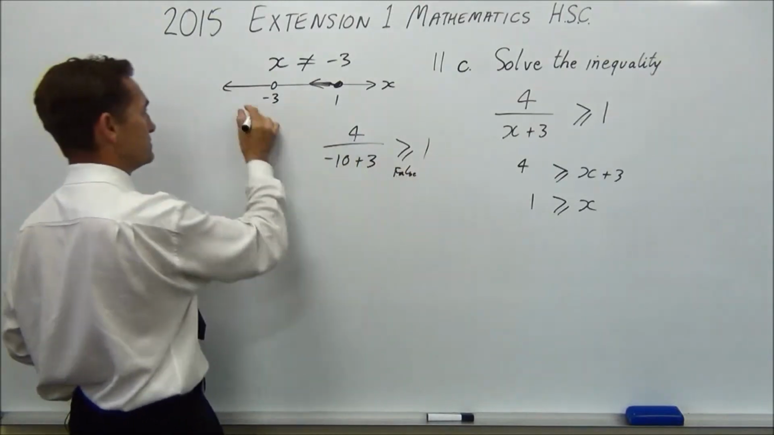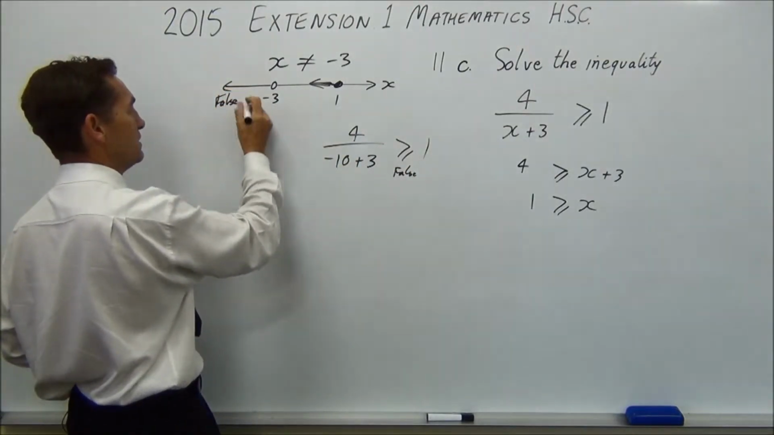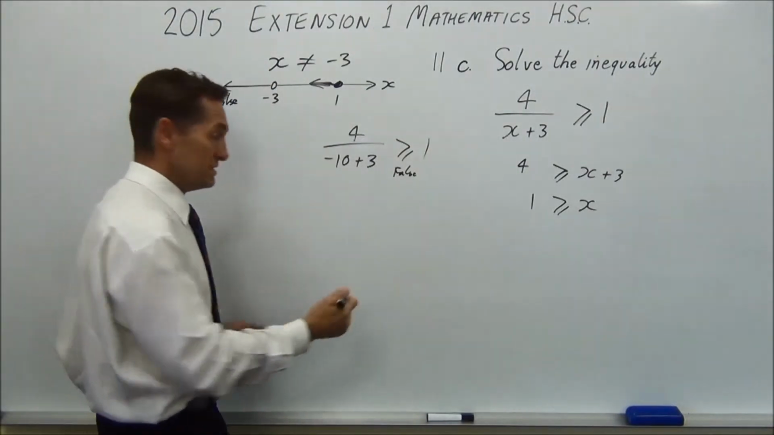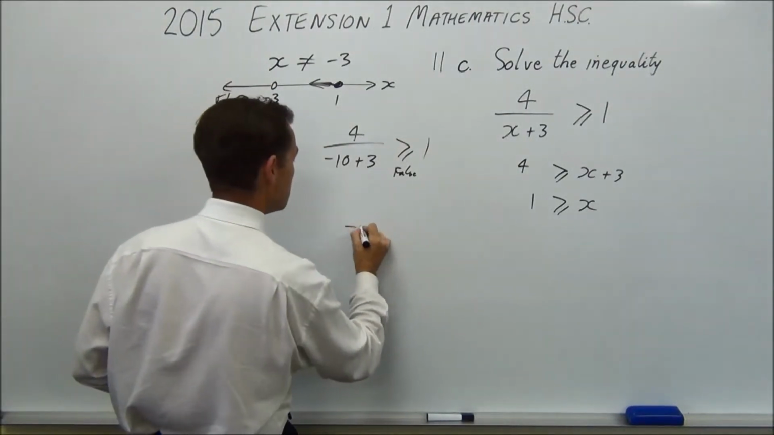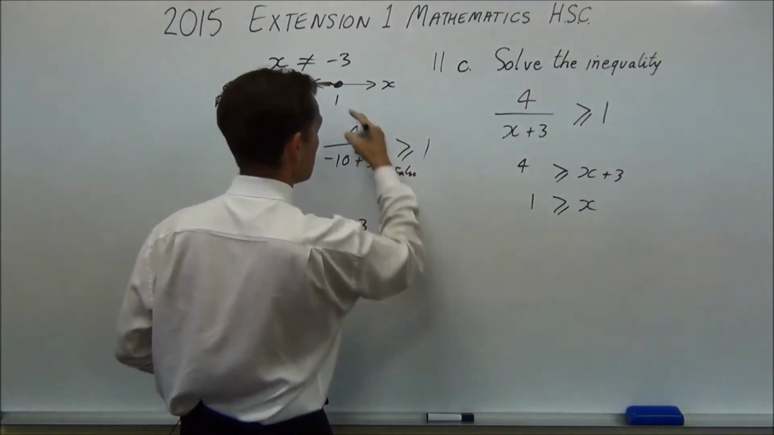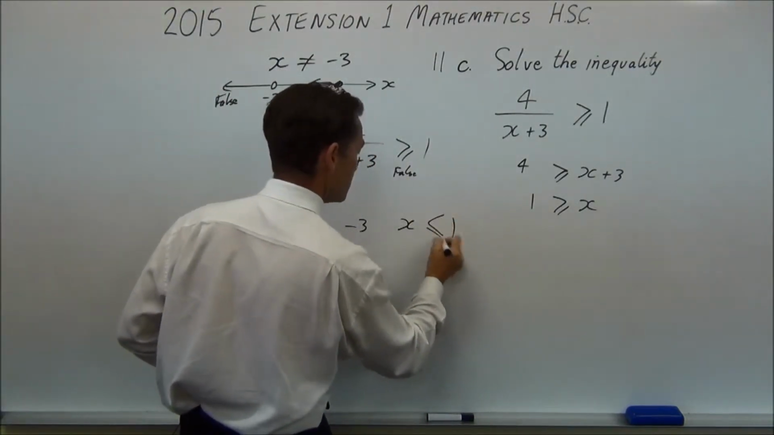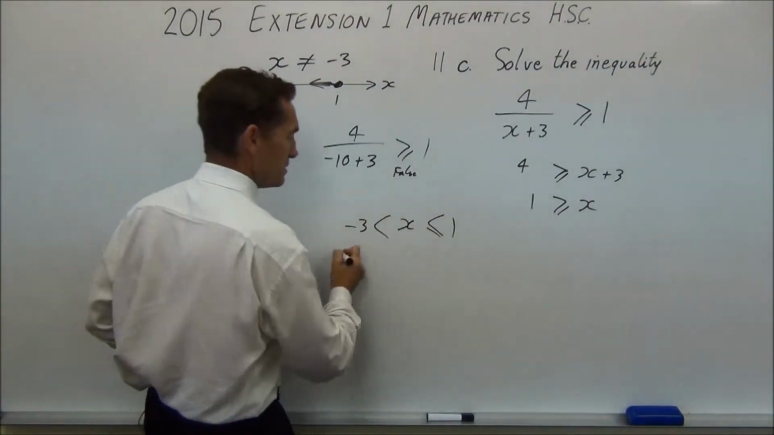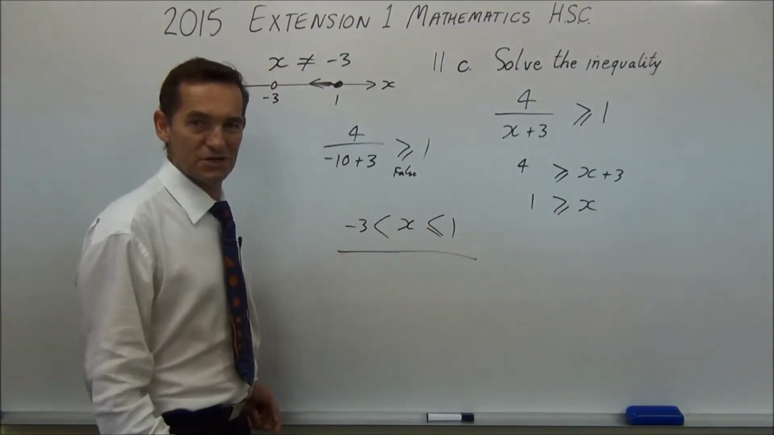Okay, so if that's false, that means this is false. That means that is definitely your answer. So you just write that as an answer. So you've got minus 3, x is here, and then you've got 1. So it can equal 1, can't equal minus 3. That's your answer and you're done.